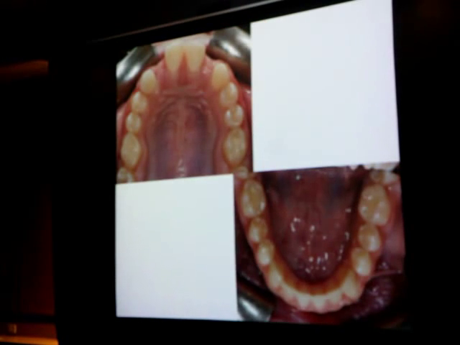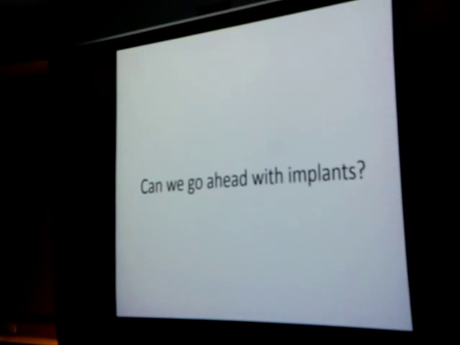And we go ahead and we put those Pontex in, and here she is. Should we go ahead with implants? No, until the maxilla stops growing, right? Because otherwise it would shift all over. So he said, not until the maxilla stops growing, because things will shift.